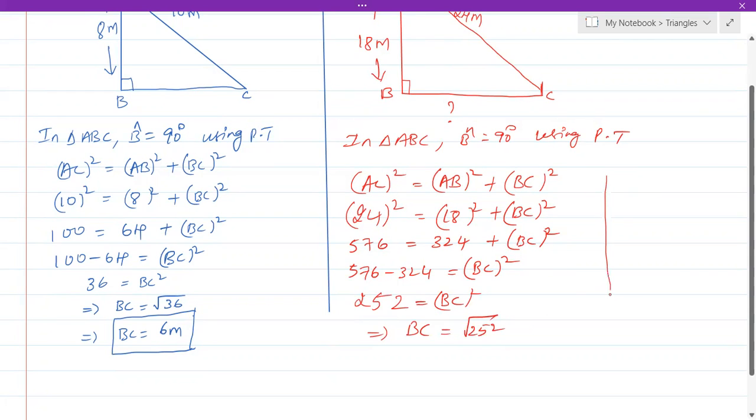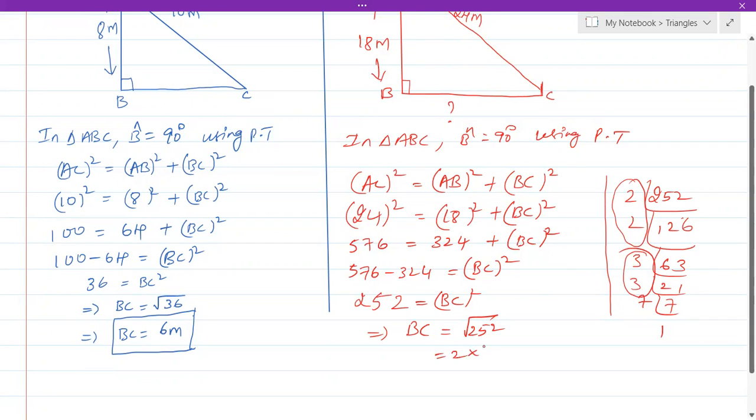Let's prime factorize 252. That is, we are trying to get it in the simplest form. So 252 is 2 times 2 times 3 times 3 times 7. This is a pair. This is a pair. So from each pair, we'll take one number. So 2 into 3. The number without pair stays inside the root. So it will become 6 root 7. That will be the length of the BC. Okay. Let's continue with the next question.